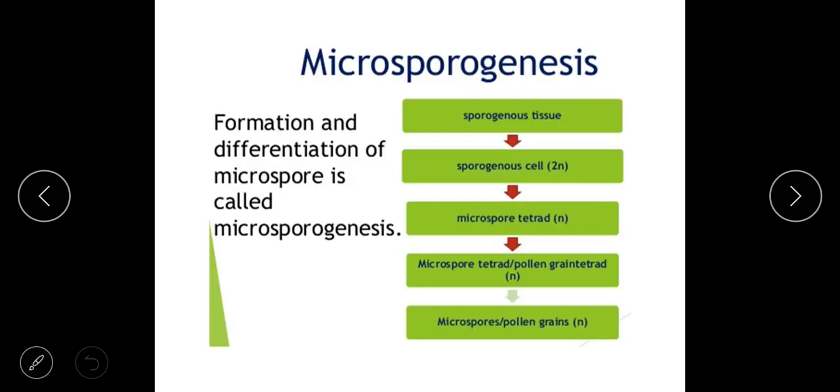The flow chart shows that microsporogenesis takes place in the sporogenous tissue of the anther. The sporogenous tissue consists of sporogenous cells which are diploid. They undergo meiosis and form the microspore tetrad. The microspores separate out and are dispersed when the anther dies.